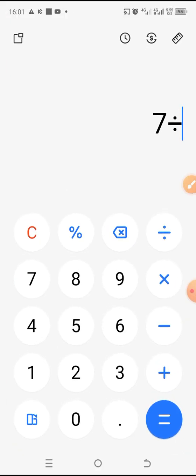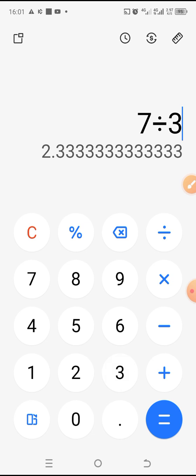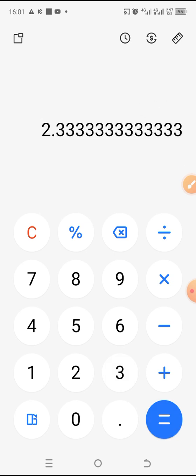Okay, that is 7 divided by 3. So that is $2.3. So that simply means 7 divided by 3, that's $2.3. No. Just a minute.